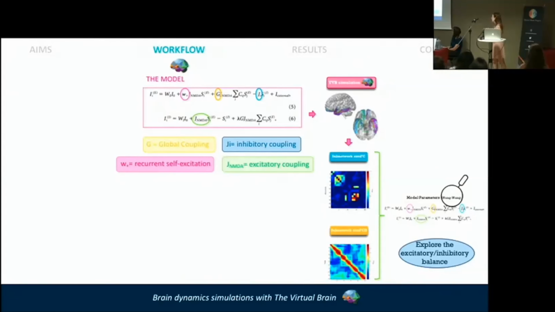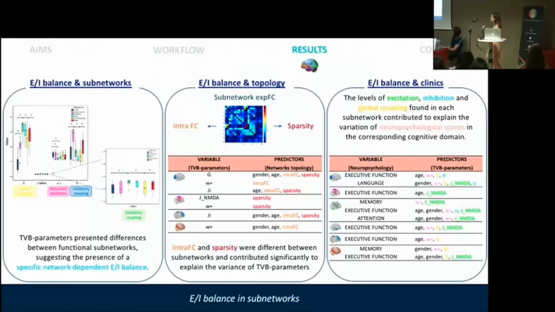So having a flash look at the results, we have 3 main results for this research. First, the virtual brain parameters presented differences between all the functional networks that we analyzed in our work. So this suggests the presence of a specific network-dependent excitatory inhibitory balance in each of our subjects.